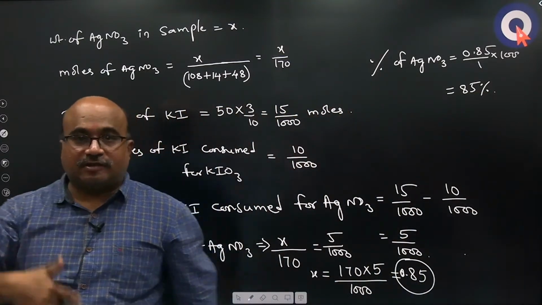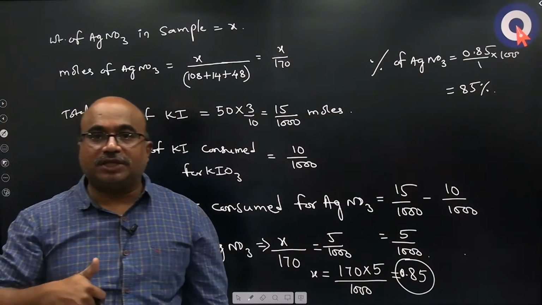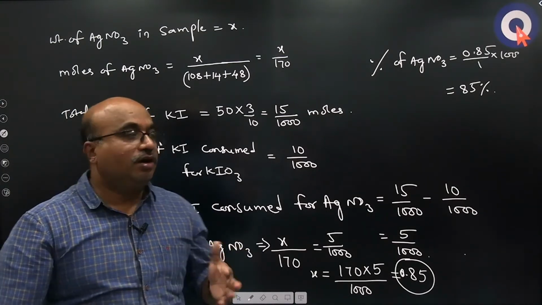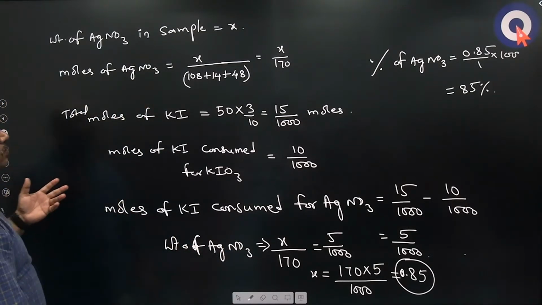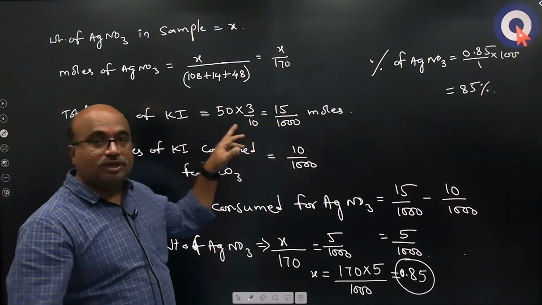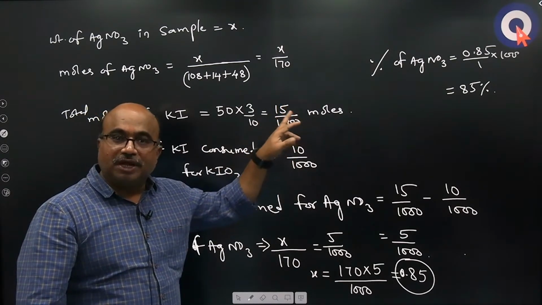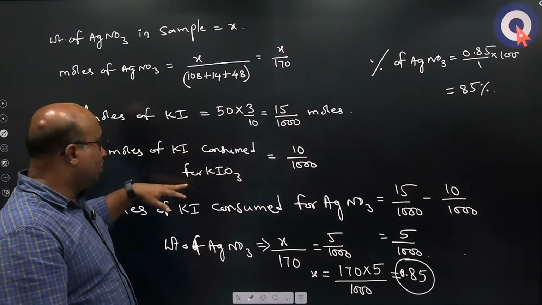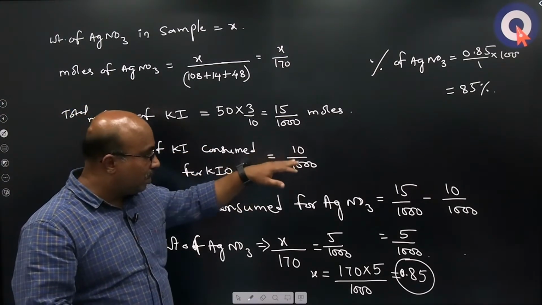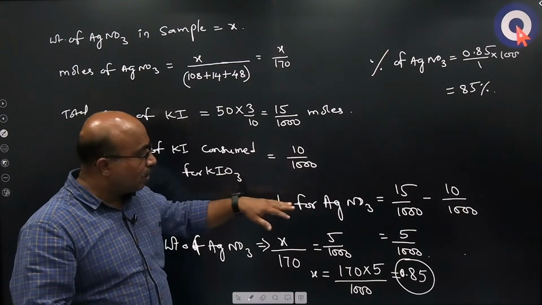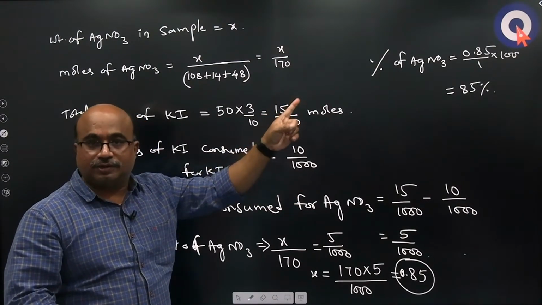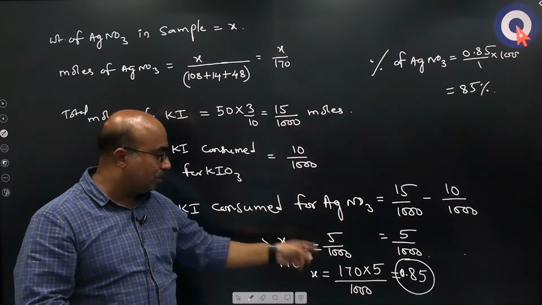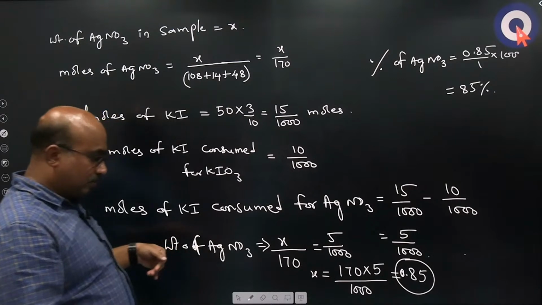Clear? The excess KI was treated with KIO3. So he used the second information of KIO3 to calculate its concentration. Then the total moles of KIO3 we added was 15 by 1000, but the KI consumed for KIO3 initially was 10 by 1000. So the amount consumed only for silver nitrate is the subtraction, then you will get 5 by 1000. Clear?